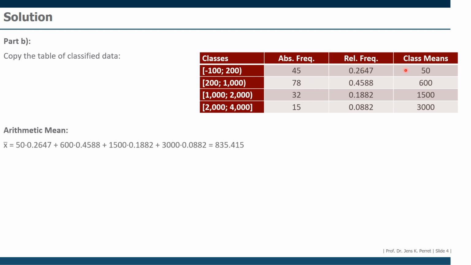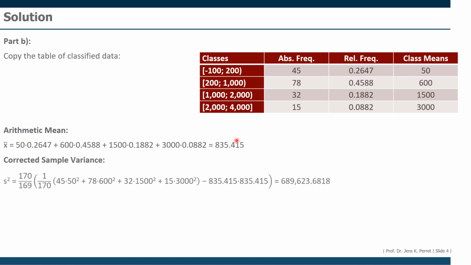Again, simply class mean times relative frequency, class mean times relative frequency, and so forth, and adding all of this up, giving us at this point an arithmetic mean of 835 point something. That was the first intermediate step. Now we're going to use this mean again to calculate the sample variance. Similar fashion as before, we're doing the same thing as with the mean, however with the class means squared.